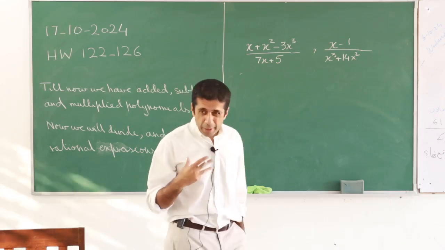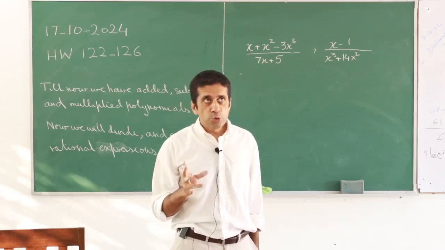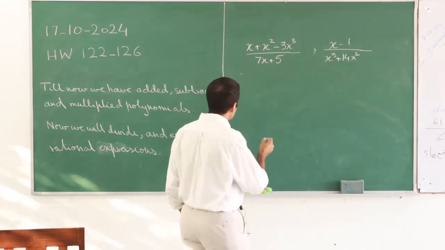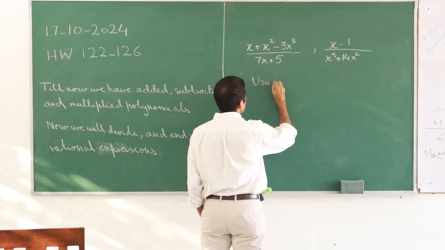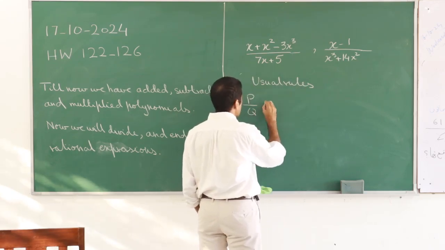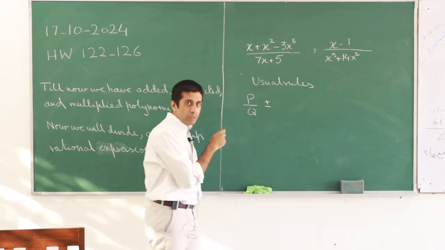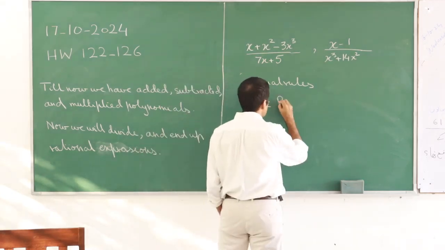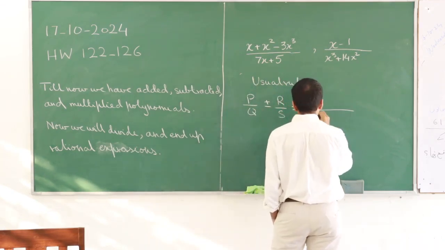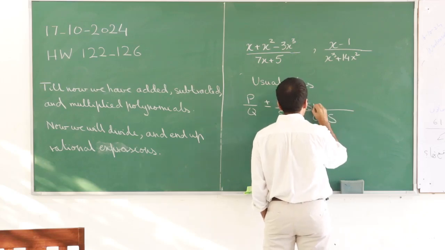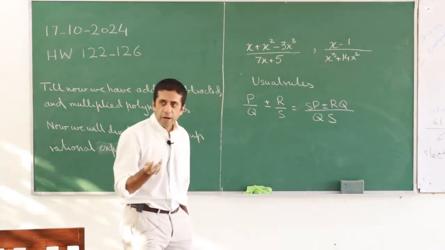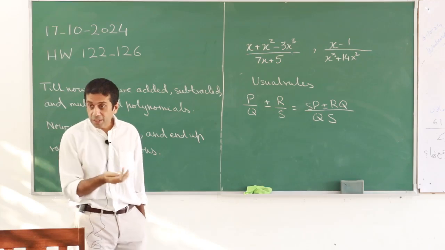Similarly, you can do this too. And the usual rules apply, because remember algebra is really a placeholder for numbers. So x's and y's are just placeholders for numbers. So what are the usual rules? If you have a rational expression like p over q plus minus r over s, where p, q, r and s are polynomials, how would you do it? You would put them on a common denominator. You'd say qs, and you will have sp plus minus rq, right? That's the usual way of adding or subtracting fractions.